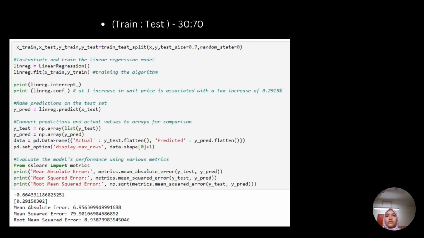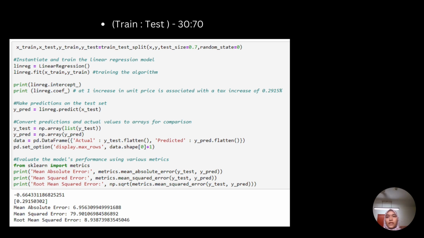Okay, so next we train with test data of 70%, which is the test size of 0.7 and the random state is 0. So we find the value of the linear regression intercept and then the linear regression coefficient. So the value of the linear regression intercept is negative 0.66433, and then the value for the linear regression coefficient is 0.2915, which means a one unit increase in unit price is associated with a tax increase of 0.2915%.